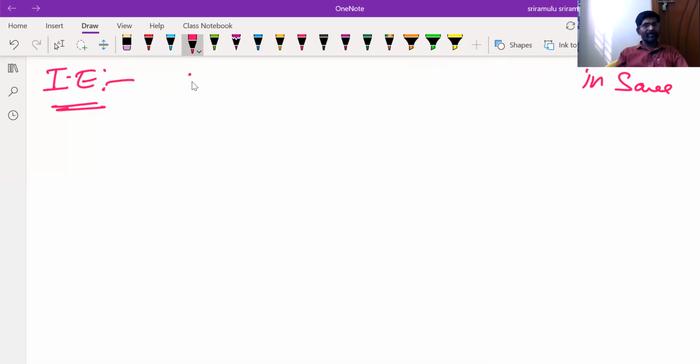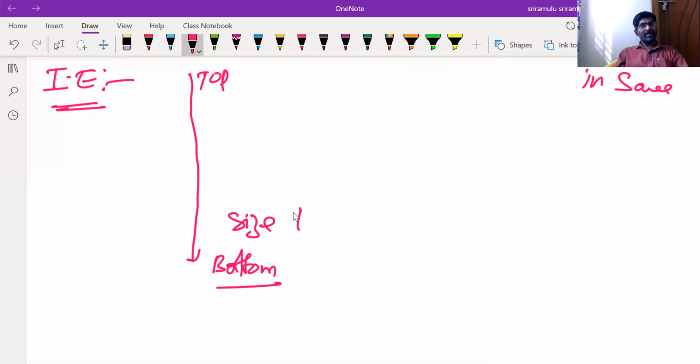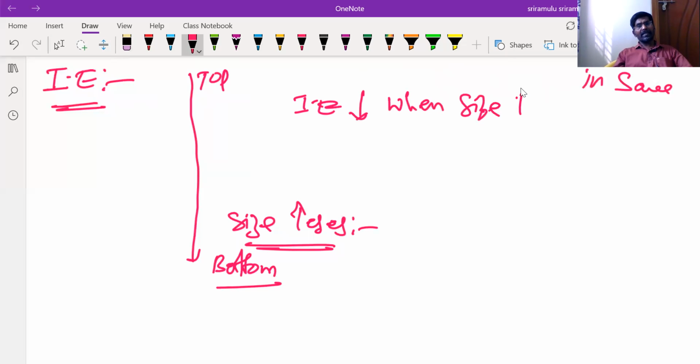Size increases from top to bottom. Is it clear now? So here, from top to bottom, size increases. That means when the size increases, ionization enthalpy decreases. Ionization enthalpy decreases when size increases. This is the phenomenon.